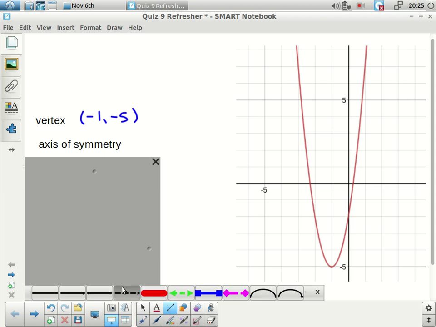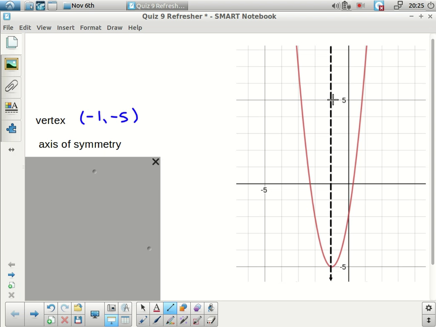The next term is the axis of symmetry. So what is that? That is the line that divides the parabola in half. It's the same on both sides. The way we reference this is with its position, the x-coordinate, right here. So this is passing through -1, so my axis of symmetry is x equals -1.